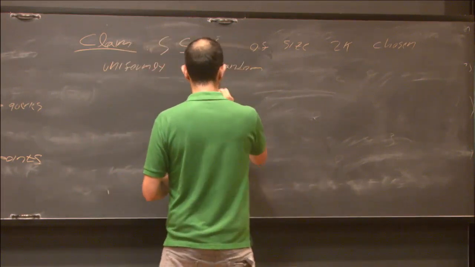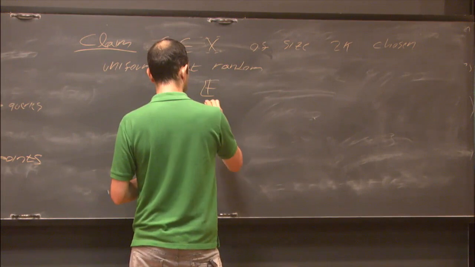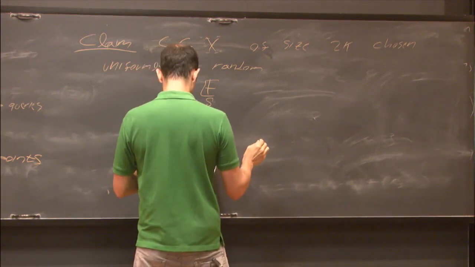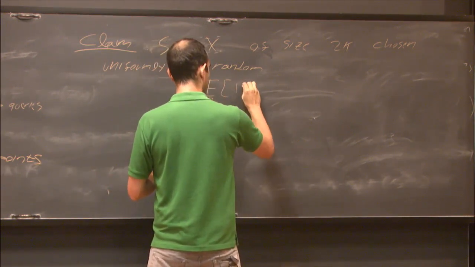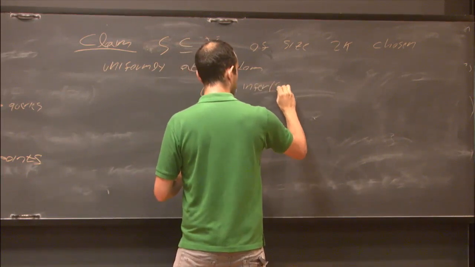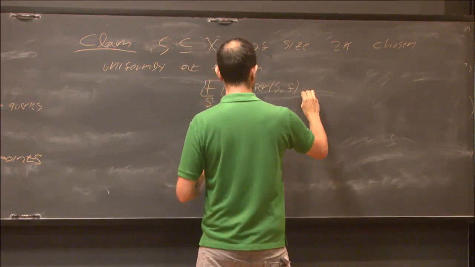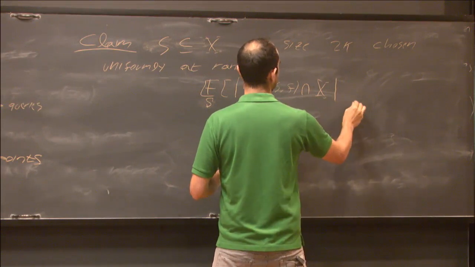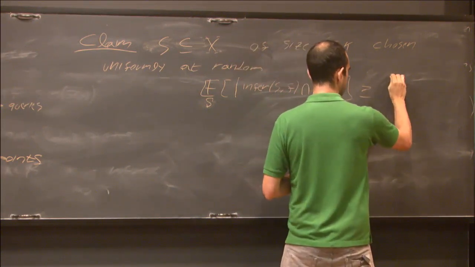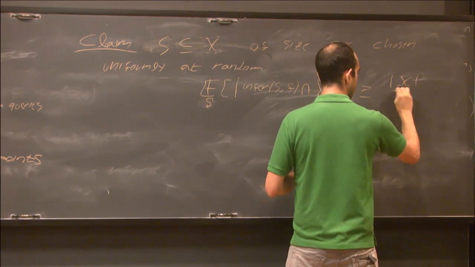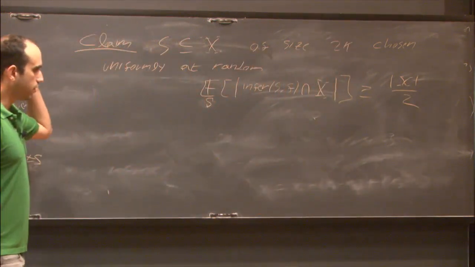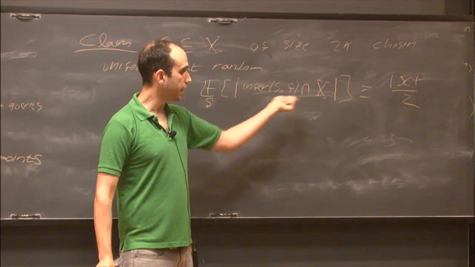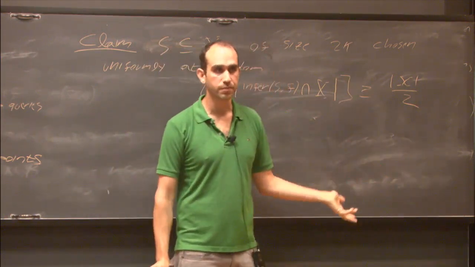Then the expectation over S, the only randomness is in choosing this subset S, of the size of the set of points in X inferred by S, is at least X over 2. On expectation, when you take a random S, the number of points I infer from X is at least half of them.